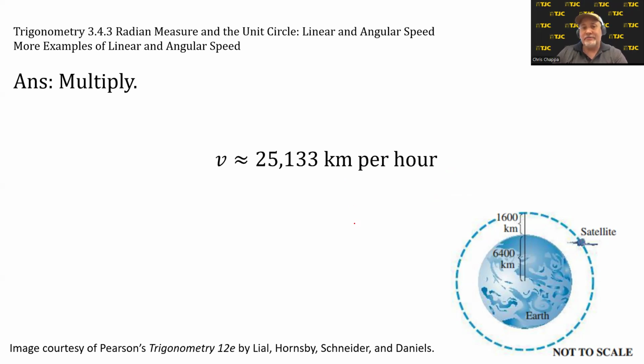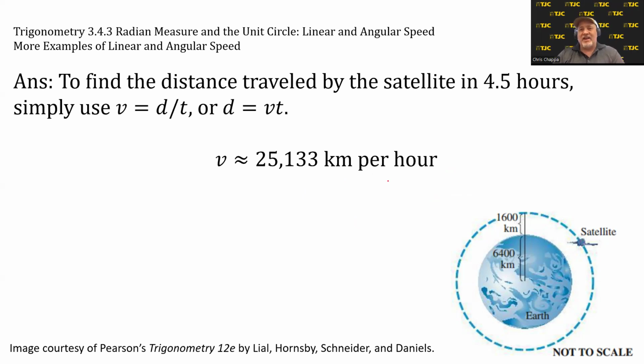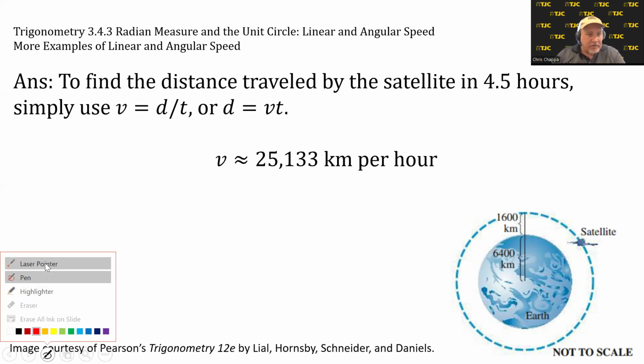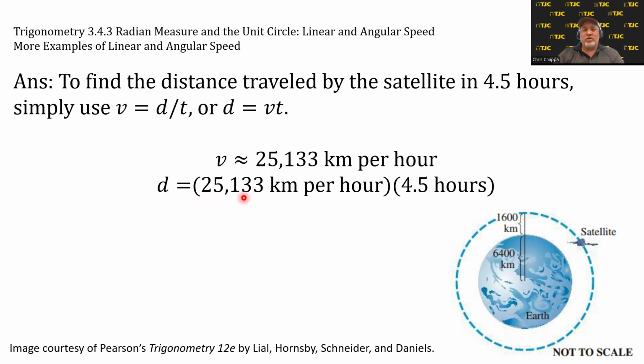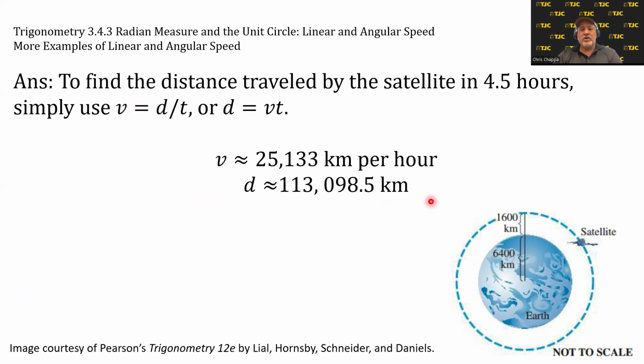But wait, we're not done. To find the distance traveled by the satellite in 4.5 hours, we simply use speed equals distance divided by time, or solved for d, distance equals speed times time. And since our speed was 25,133 kilometers per hour, then our distance is going to be that times 4.5 hours, which is approximately 113,098.5 kilometers. That's a long way to travel in just 4.5 hours.